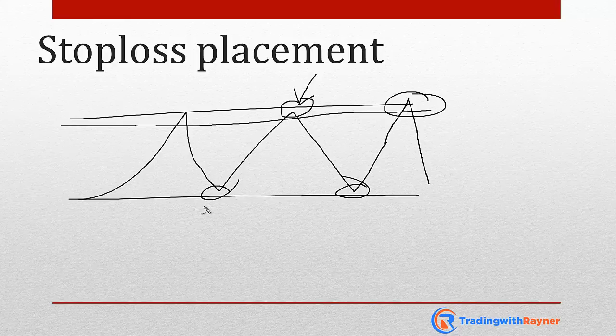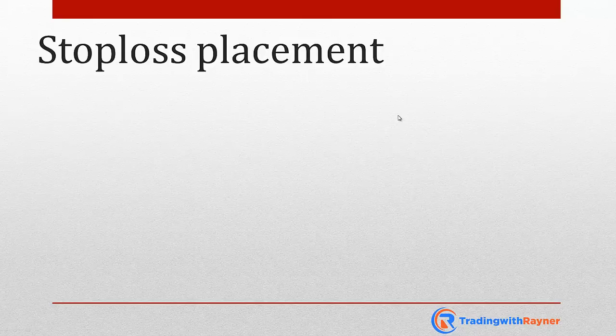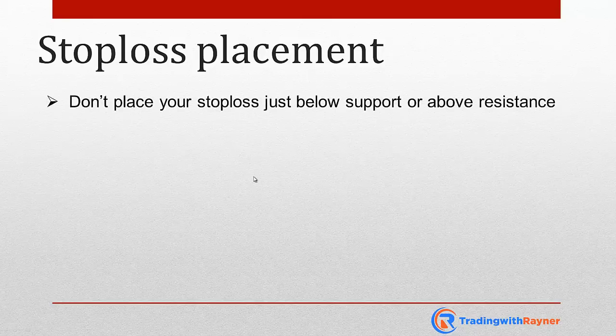Earlier I shared with you, support and resistance, they can overshoot like this. So if you were to put your stop loss just below these lows, what's going to happen is that you will get stopped out unnecessarily and watch price go back in your favor. So what is my point? My point is very simple. Don't place your stop loss just below support or above resistance.